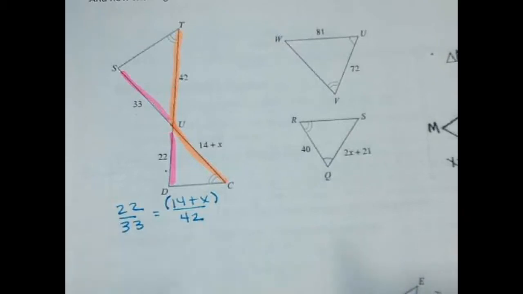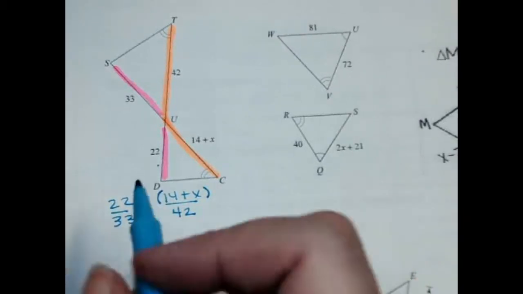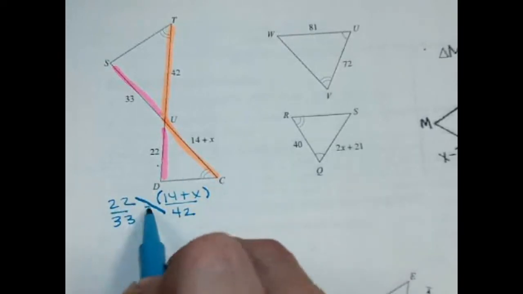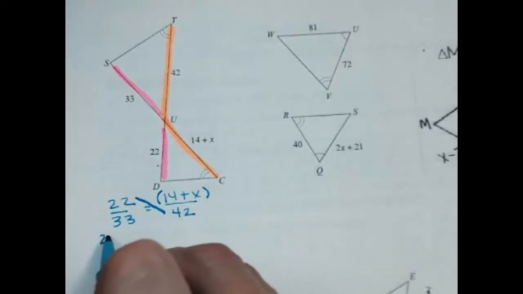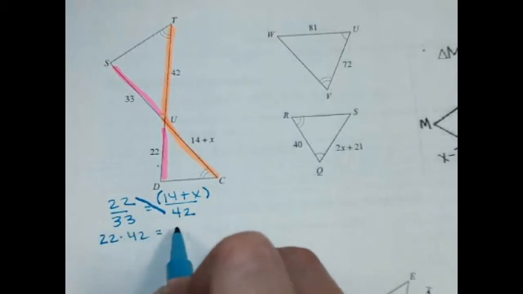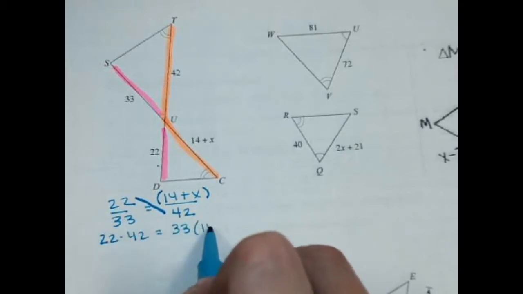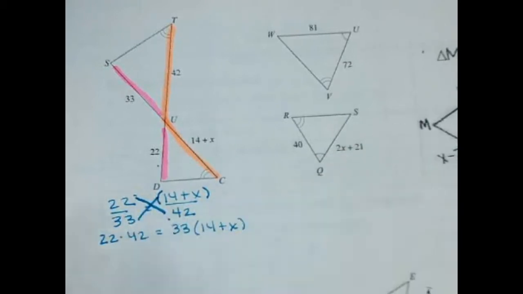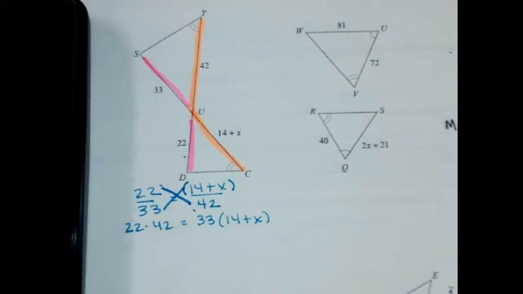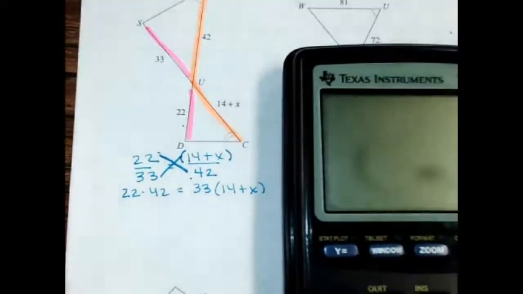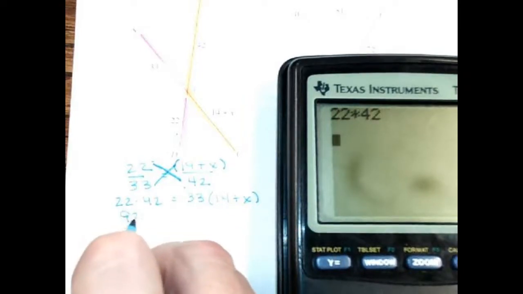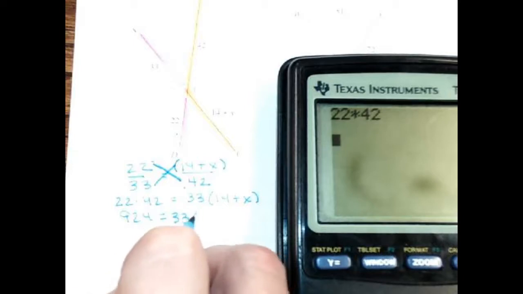Now, I'm going to do this one a little bit slow, and I'm going to show you on the calculator the easy way to do this. And you can do this a couple ways. One is we need to multiply these together: 22 times 42 equals 33 times (14 plus x). So I just took these two together, multiplied times that. Now I can definitely do, let me get my calculator, 22 times 42, and I get that this is 924 equals 33 times (14 plus x).